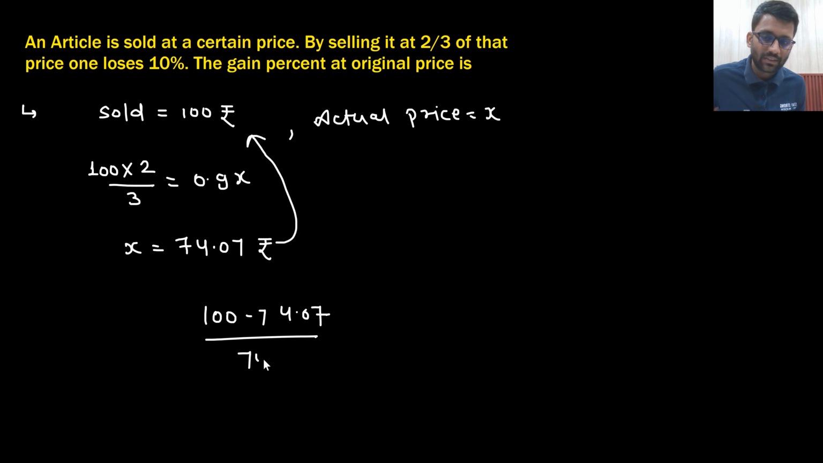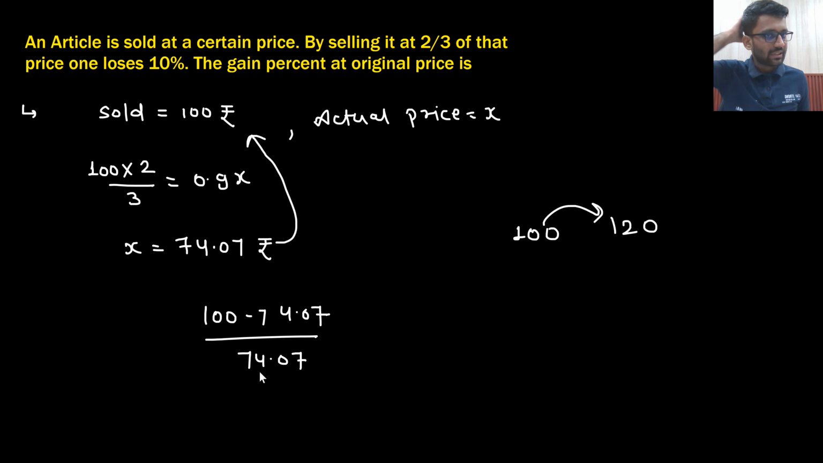74.07 divided by 74.07. Basically, this was the actual price, and you sold it at 120 rupees. So similarly, the actual price was 74.07 rupees, and you sold it at 100 rupees. So what is the profit percent? 100 minus 74.07 divided by 74.07 into 100%.